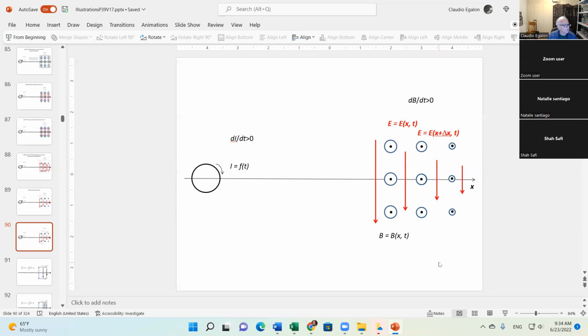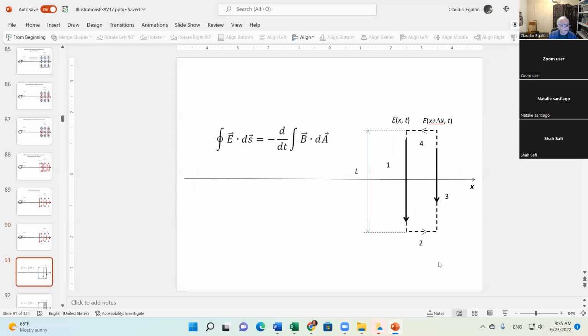Okay, and how are we going to use it? We're going to start using our integral equations. As of now, we have been using just a qualitative treatment to find out how the electric and magnetic fields behave in that specific region of space. We still haven't used our Maxwell's equations.